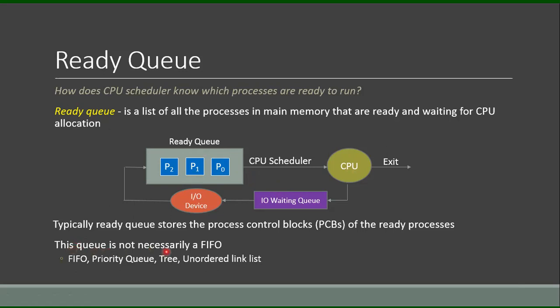The ready queue is not necessarily a FIFO queue. Usually, a queue is implemented in first in, first out fashion. However, the ready queue is not necessarily a first in, first out queue. It may be a first in, first out queue, or it may be a priority queue. It can also be implemented as a tree or an unordered linked list of available processes.